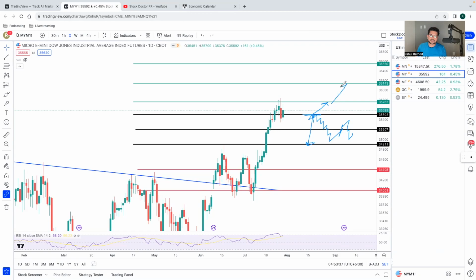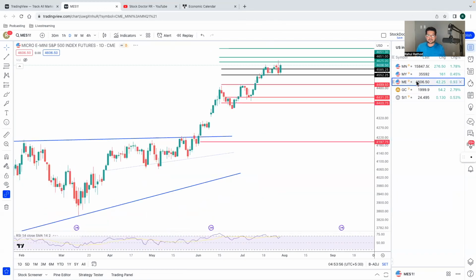35,750, 36,150, and 36,550 are the upside targets. Downside target, I will talk only if it starts trading above 34,900 and 34,000. So these are the levels for the Dow Jones. Let's see what S&P 500 is saying.